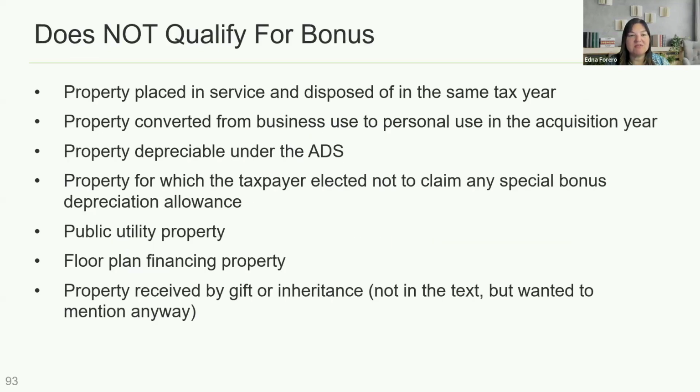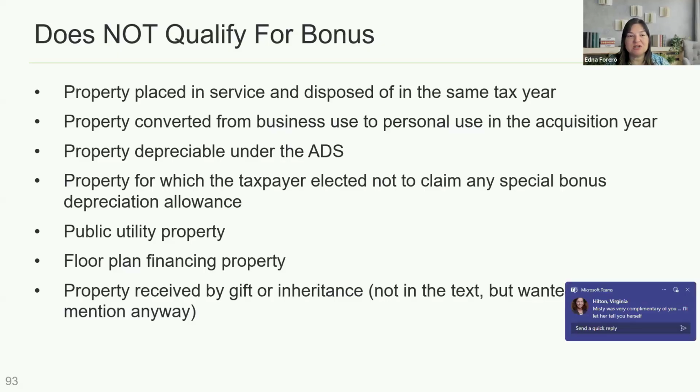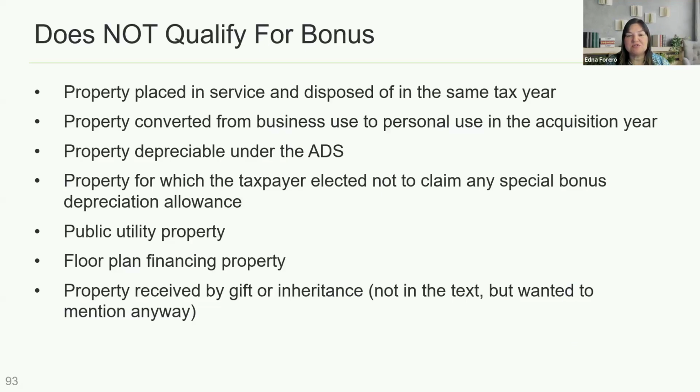What does not qualify, however, is going to be property placed in service and disposed of in the same year. That makes sense. Property depreciable under the ADS system. If it's public utility property, floor plan financing property, we talked about this briefly, property received by gift or inheritance. We wanted to mention that because again, if you received it by gift, it means you didn't pay for it, so there's nothing for you to depreciate as far as cost. Also property converted from business use to personal use in the acquisition year, meaning you were using it for the business and now it's being used personally, which means you're not going to be able to depreciate the cost.